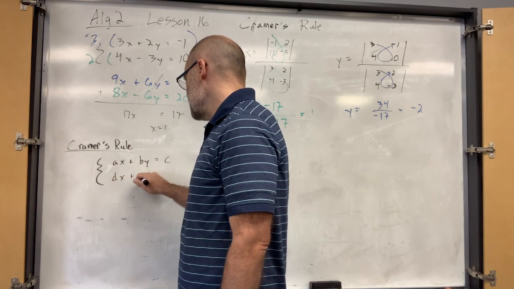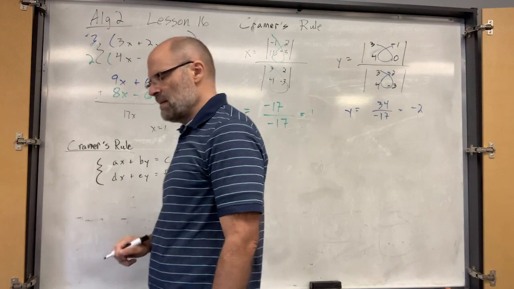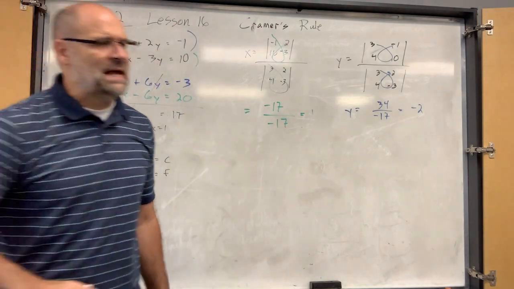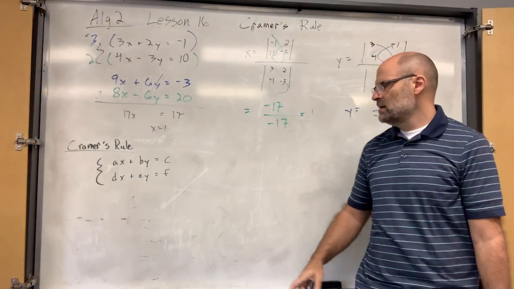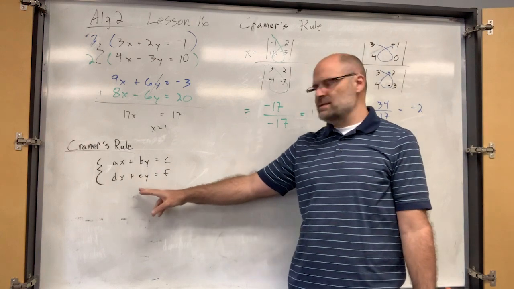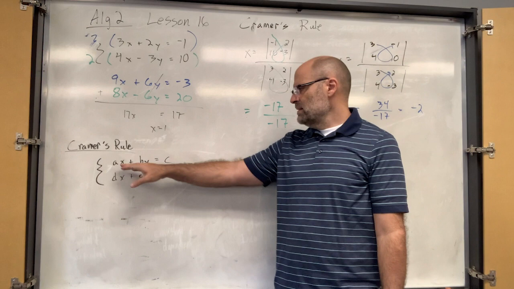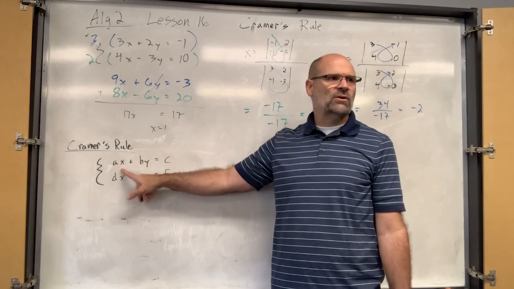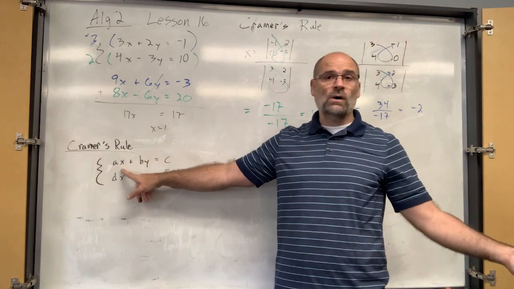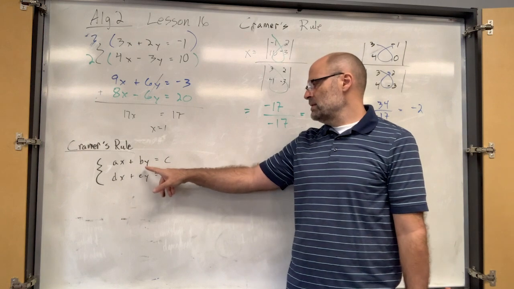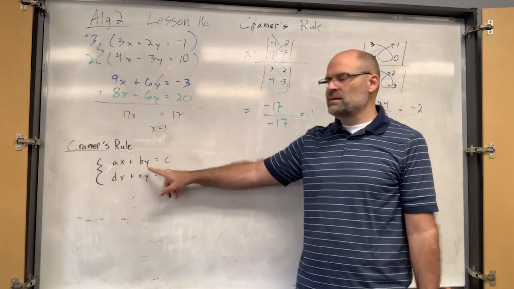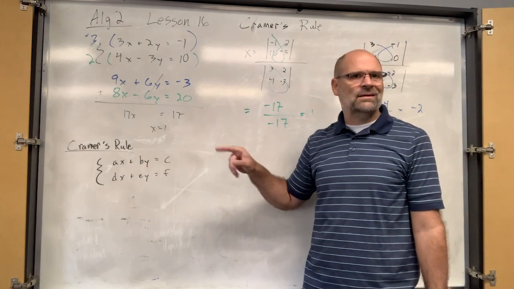dx plus ey equals f. So this is a generic system using a, b, c, d, e, and f. This is what a system of equations looks like. On the top equation, the x will have a coefficient. If it doesn't, the coefficient is 1, right? The b is the coefficient of the y, and c is the constant in that equation.